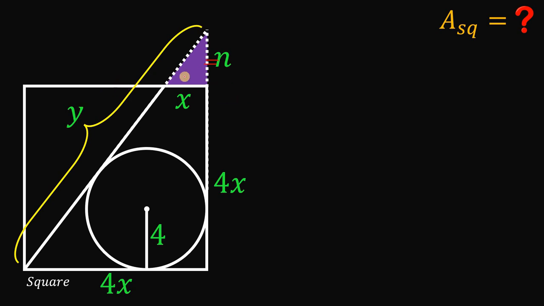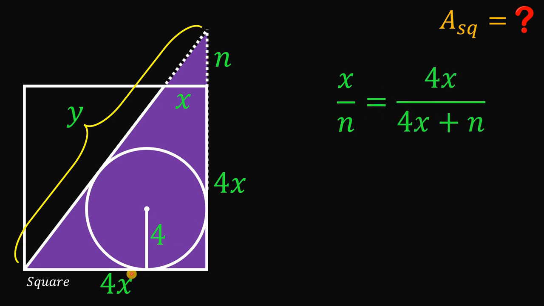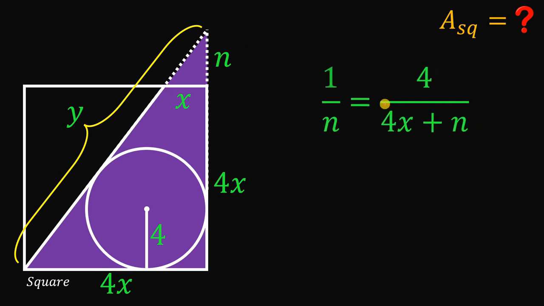So, we can say that the ratio of the base to its height must be equal to x over n. Now, using the big right triangle, it must be equal to the ratio of its base to its height also. So this is equal to 4x, which is the base, over the height, 4x plus n. Alright, now let's simplify this. First, let's divide both sides by x. And if we do that, we cancel out x on the numerator and the x in 4x. So this simplifies to 1 over n equals 4 over 4x plus n.